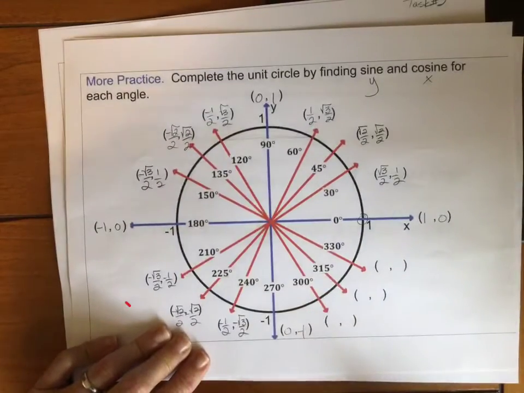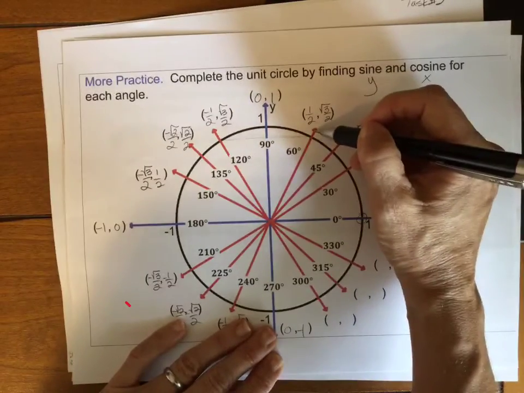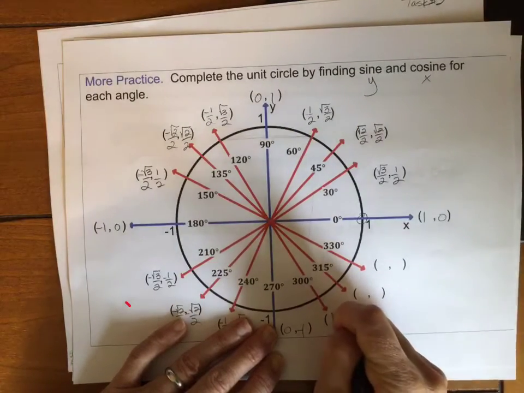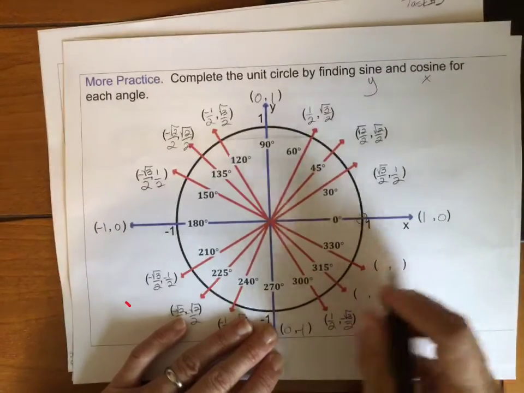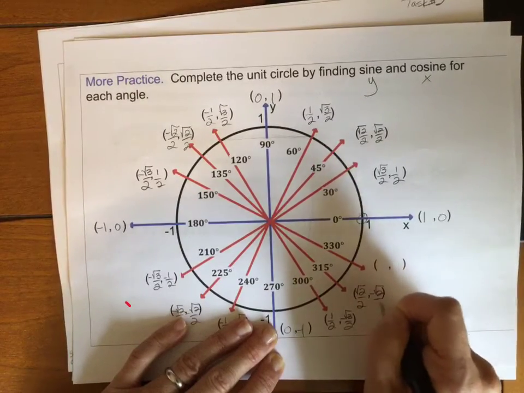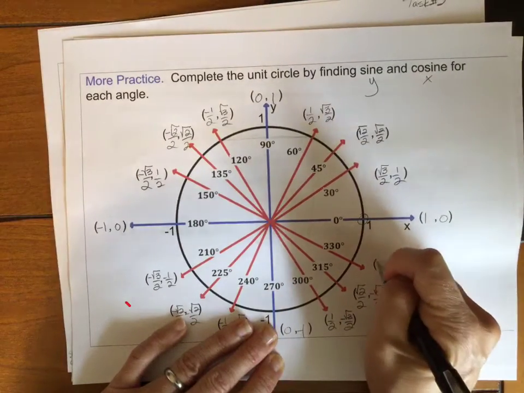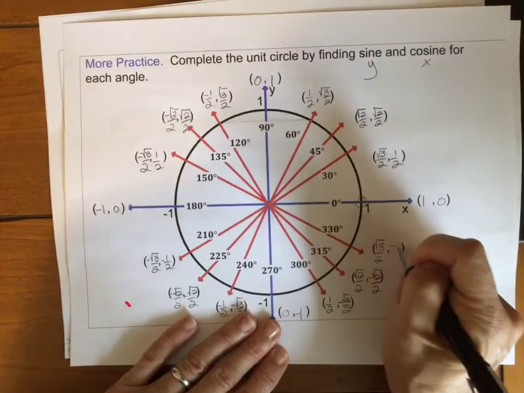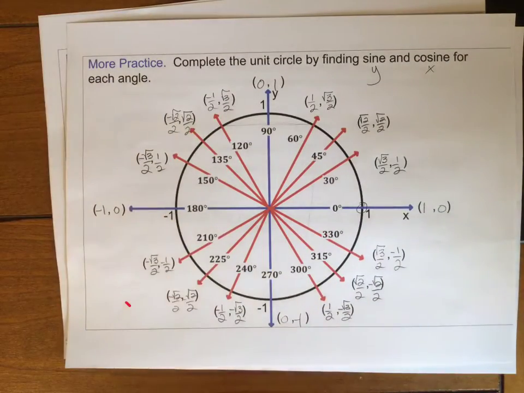When I move into my fourth quadrant, my y's stay negative and my x values become positive. And so notice that this is my 60 degrees here because they are parallel. So we have a positive 1/2 but a negative root 3 over 2. This is my 45 degree angle, so a positive root 2 over 2 and a negative root 2 over 2. And over here, this is my 30 degrees. And so we're going to have a positive root 3 over 2 and a negative 1/2. And you can pause and finish that if you'd like.